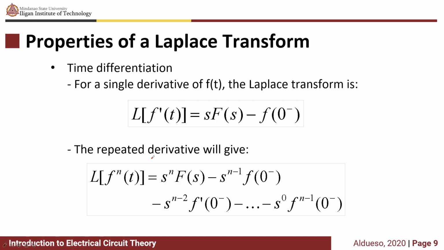Next is for time differentiation. For a single derivative of f of t, if you get the Laplace transform of the first derivative of f of t, we have s times the Laplace transform of f of t minus the initial value of f of t, or in this case, the value of f of 0 minus. If we have repeated derivatives, the general equation is given by this equation.